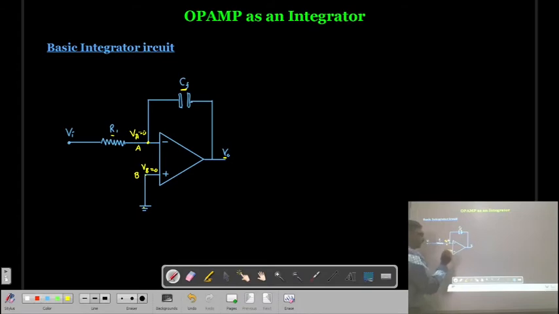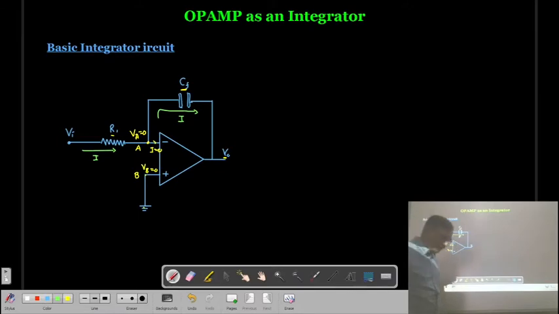Here we consider an ideal op-amp, so the input resistance of the op-amp is very high, so the current flowing into the operational amplifier is also 0. So as a result, whatever signal we apply, a current I will flow at the input, and the same current I will also flow through this capacitor CF.